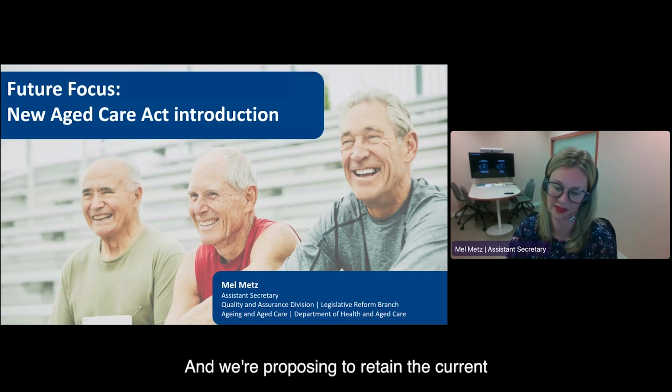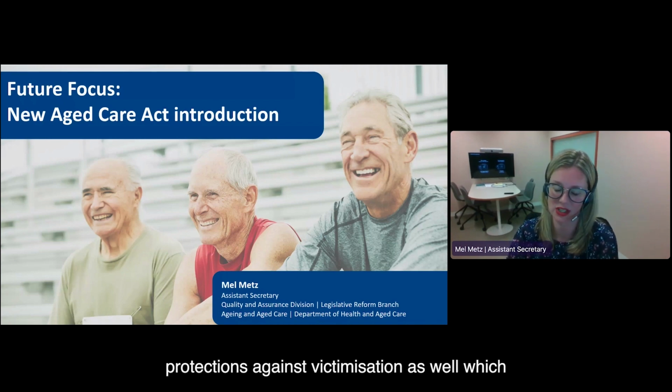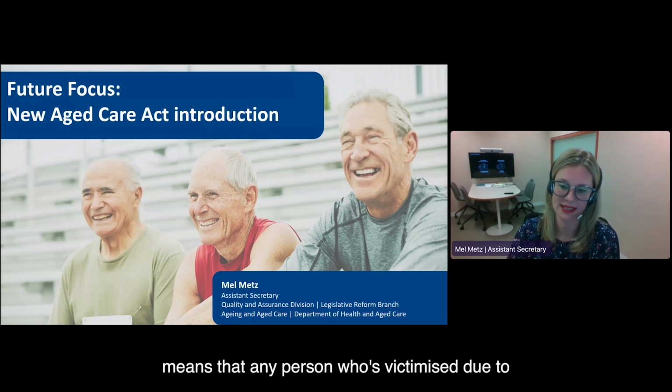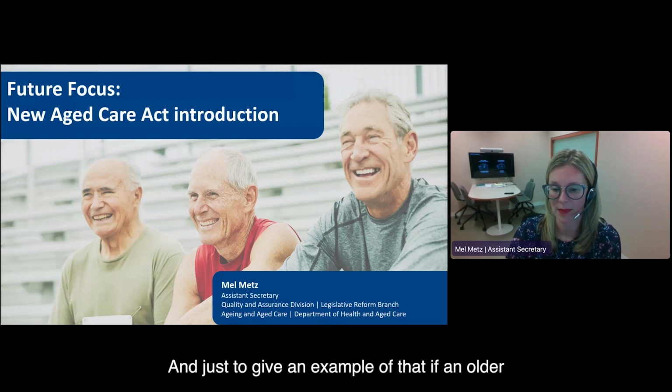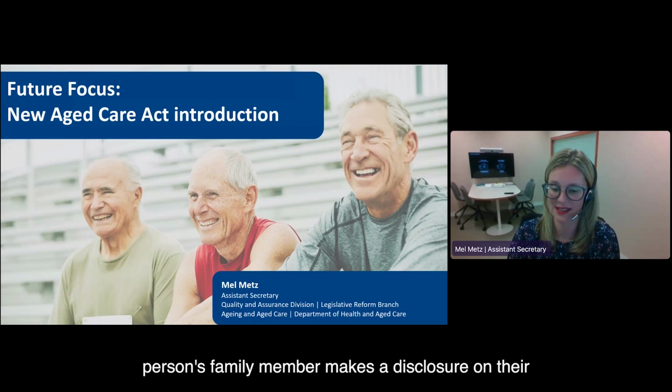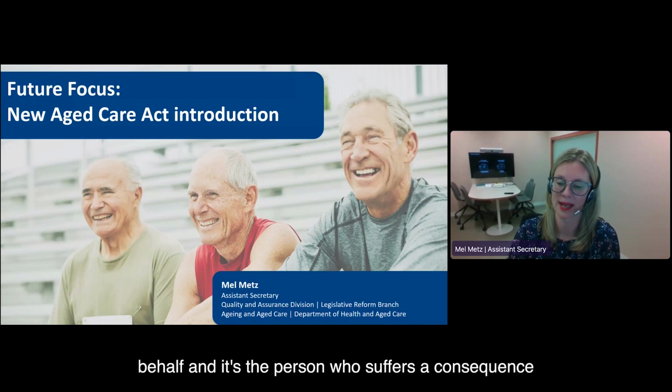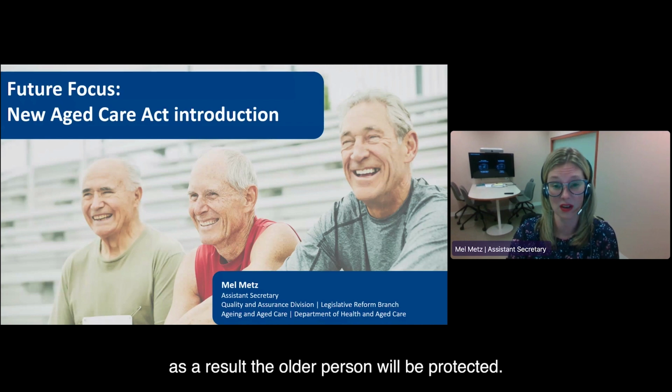And we're proposing to retain the current protections against victimisation as well, which means that any person who's victimised due to whistleblower disclosures will be protected. And just to give an example of that, if an older person's family member makes a disclosure on their behalf, and it's the older person who suffers a consequence as a result, the older person will be protected.